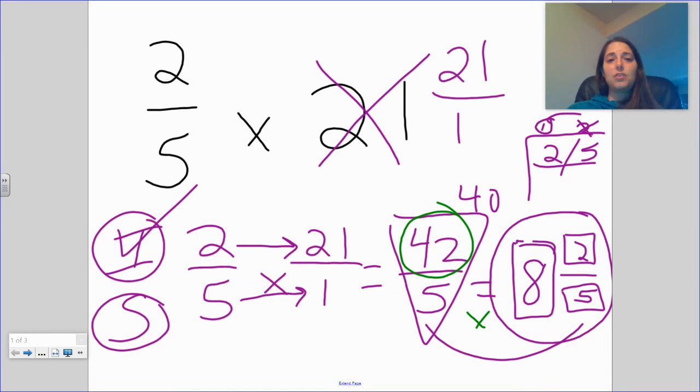So the final answer of the original problem, remember the original problem was 2/5 times 21, is 8 and 2/5. Okay, I know this is a lot. We're going to do another one.